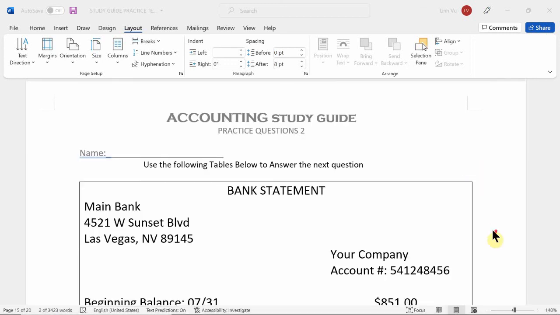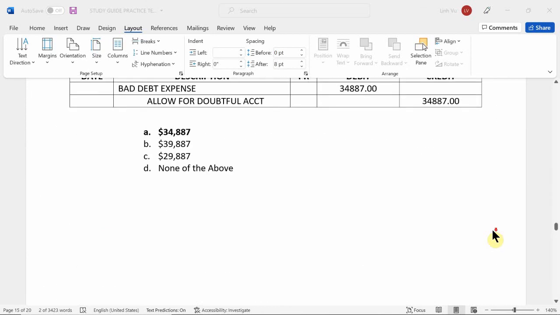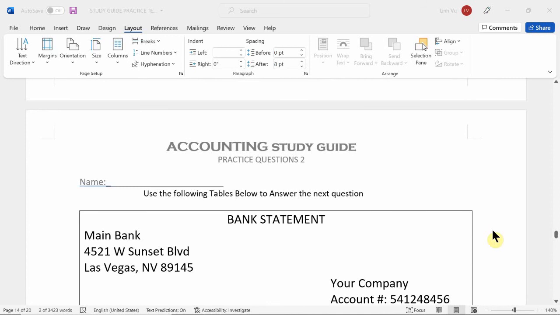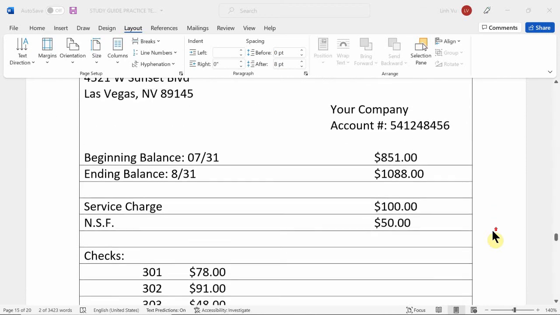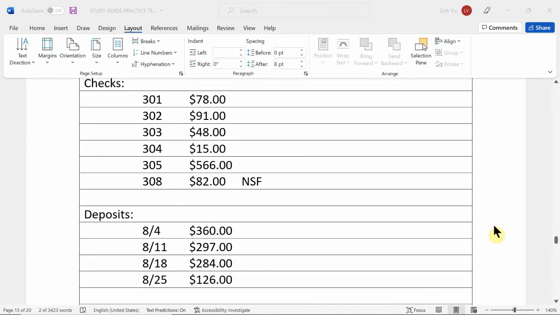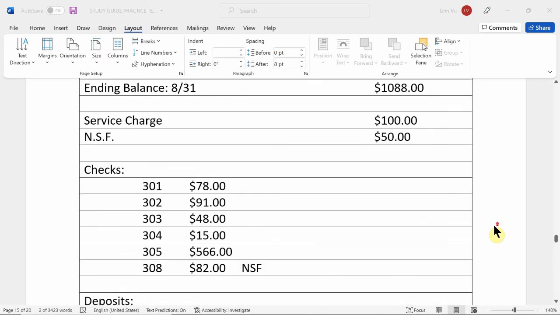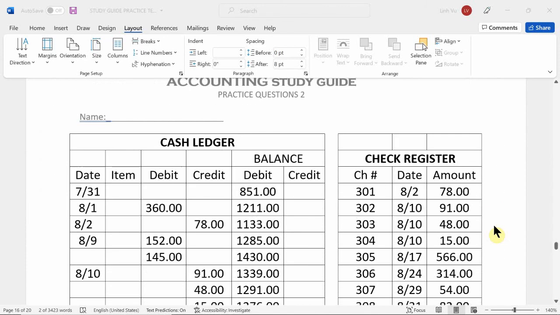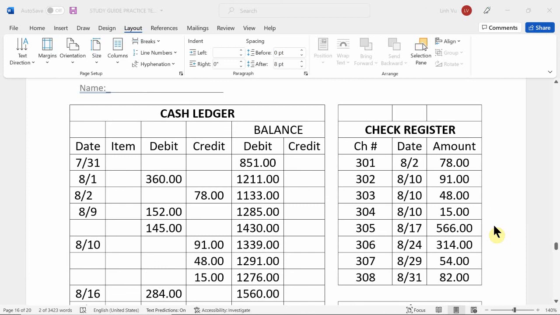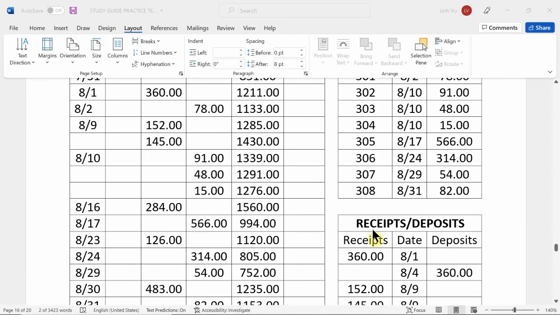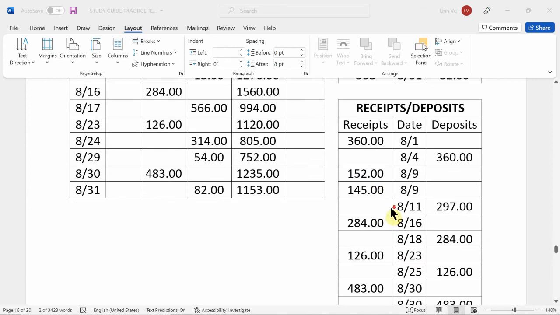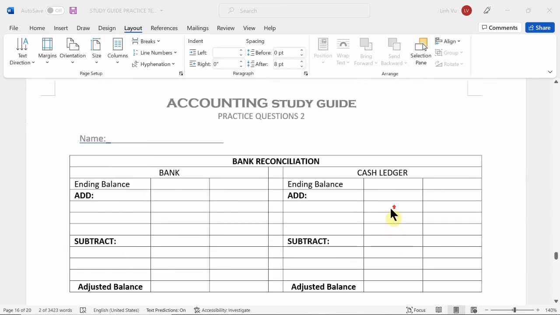Okay, so again, we're going to continue on. We have this section here for chapter 10, where we're going to be doing a bank reconciliation. It says right here, use the following tables below to answer the next question. Here we have a bank statement. It looks just like this. On Orban, it's not going to look the same. It's going to look like two tables, and it will give you all the information you need to answer the question. So we have our bank statement, our check register and checking ledger, as well as your deposit slips. And I'm going to be providing you the table.